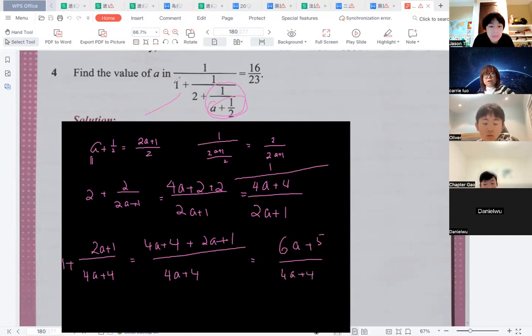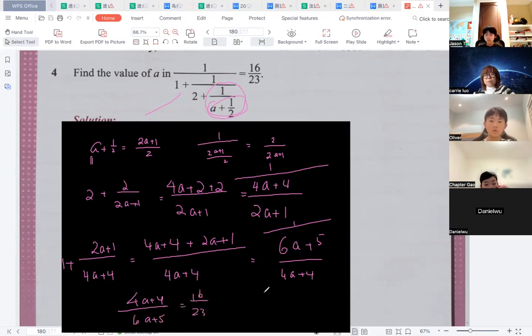So then this whole thing, you flip it, equals this one, you flip it, because this one you flip it, 1 over. So it's 4A plus 4 over 6A plus 5 equals 16 over 23. Get it? So A equals what? A equals 3.